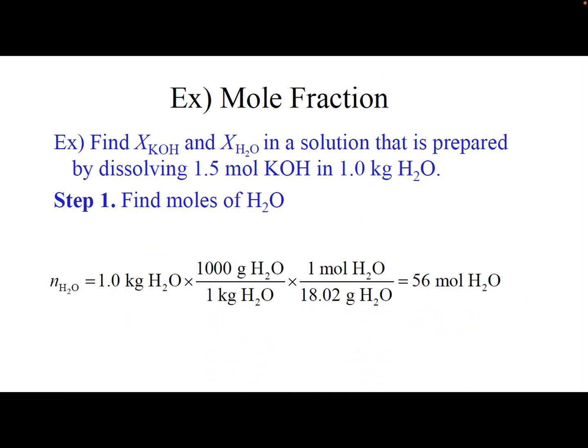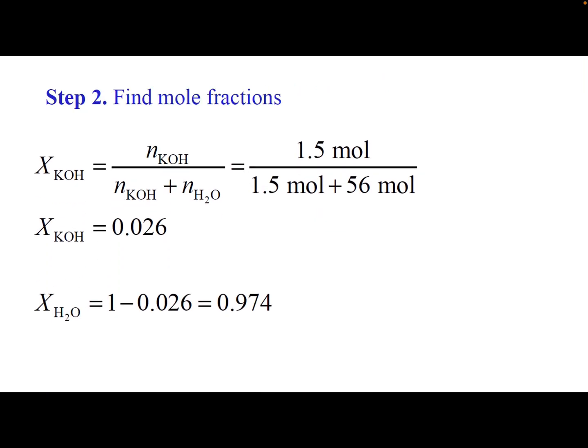So we have a total of 57.5 moles in the solution once we mix them together, and so we can find the mole fraction. The mole fraction of the potassium hydroxide is the 1.5 moles of potassium hydroxide over the total. So the mole fraction of potassium hydroxide is 0.026, and the 2 mole fractions together will add up to 1.